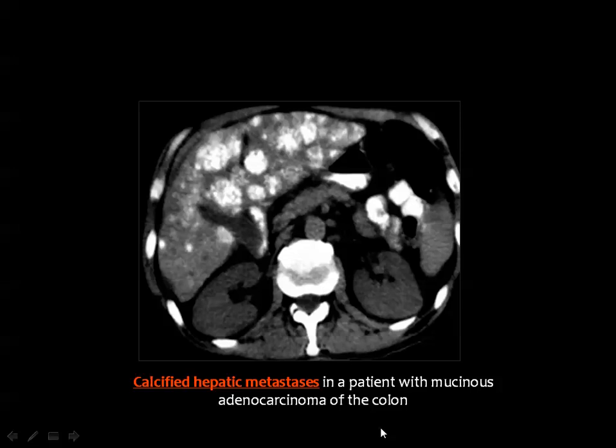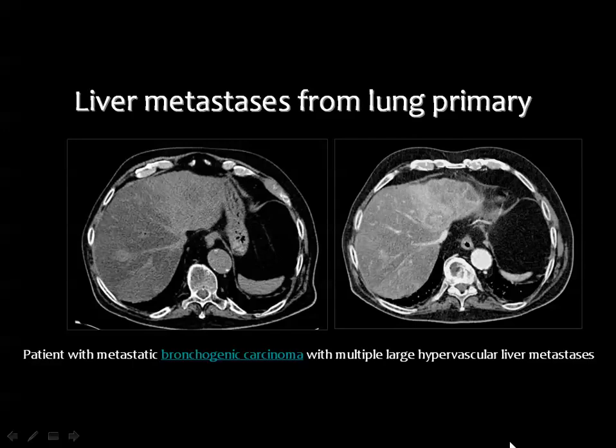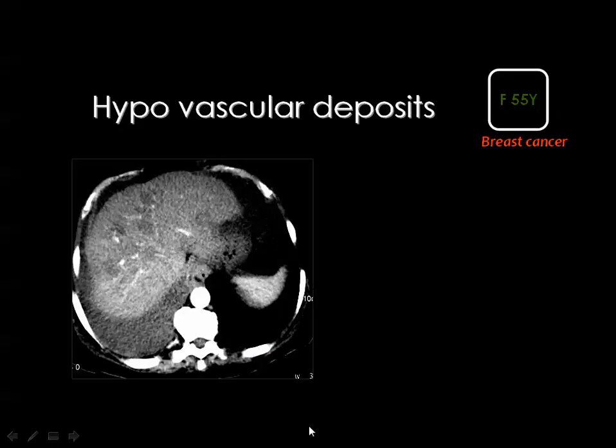Calcium can occur in metastatic deposits, particularly those coming from mucinous adenocarcinoma of the colon, as you can see in this non-contrast study showing multiple calcified metastatic lesions in the liver. And there's a big problem in identifying metastasis in fatty liver. As I have said in the lecture of the anatomy, MRI can clearly identify metastasis in fatty liver, but CT has some difficulties doing this.